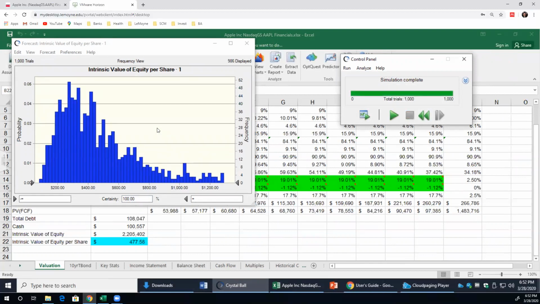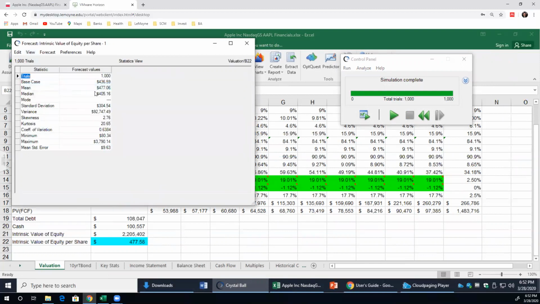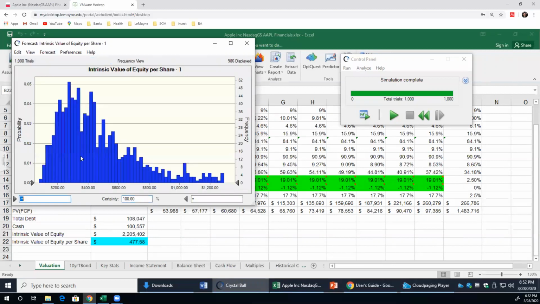So now what am I going to do? First of all, I will view the statistics, and on average it looks like Apple, according to my calculation, is worth $470, and the median is $405. Again, that doesn't mean anything, not really. So I will look at the frequency, and I would like to look at the value that I think of Apple. I want to have 90% accuracy.